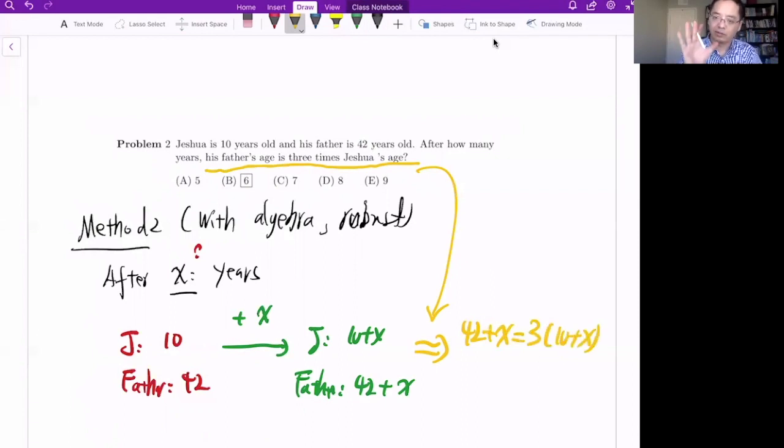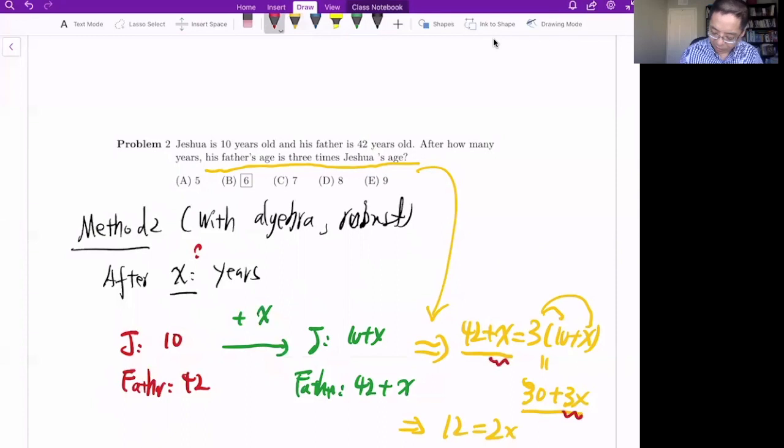That's the point. We introduce a variable and we get an equation. This one is just 30 plus 3x, so 3 times 10 and 3 times x. We get 42 plus x equals that. And from here, you solve: 12 equals 2x, because you just move x. This is 1x, this is 3x, you move it to the other side. So we get x equals 6. This is how we solve this one by using algebra.